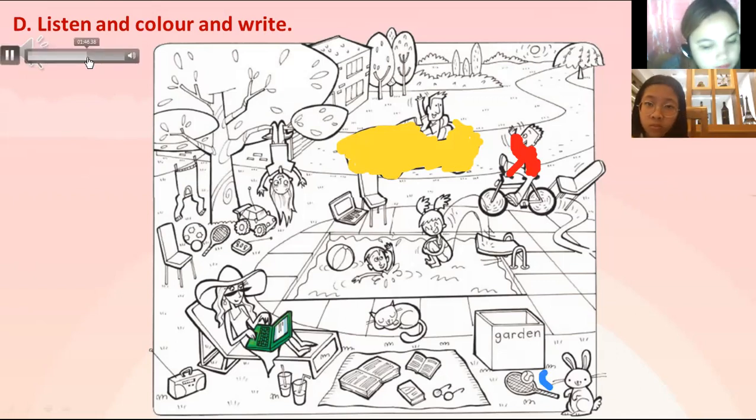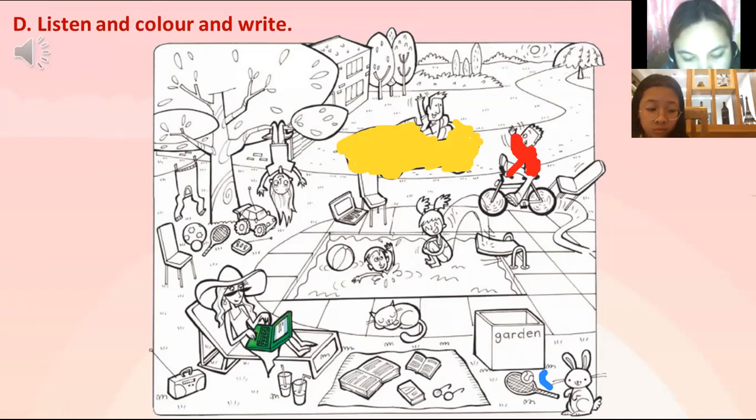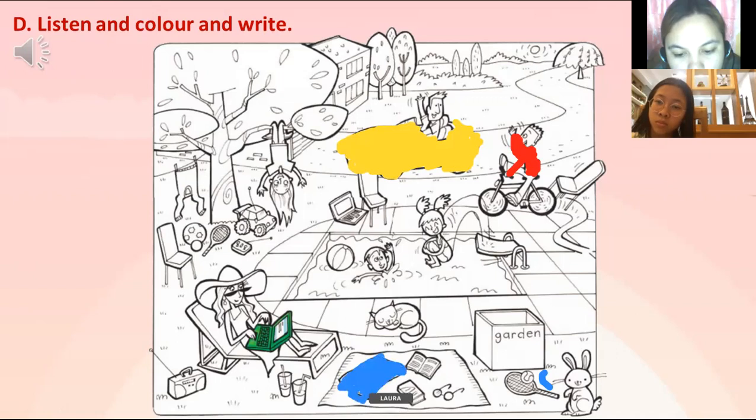Okay. 4. Color the biggest book blue. I'm finished. Okay, next one.